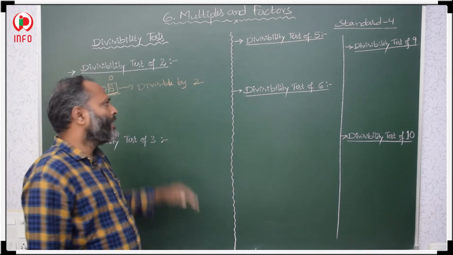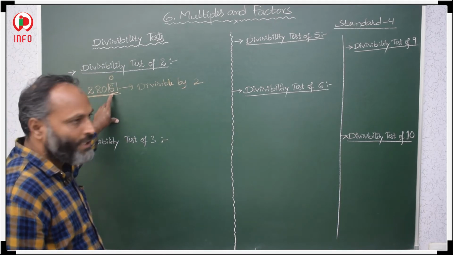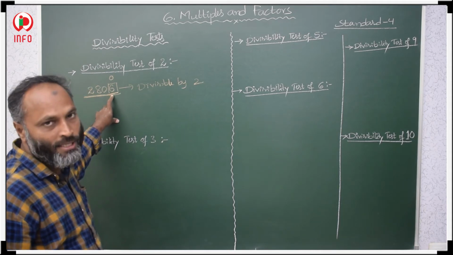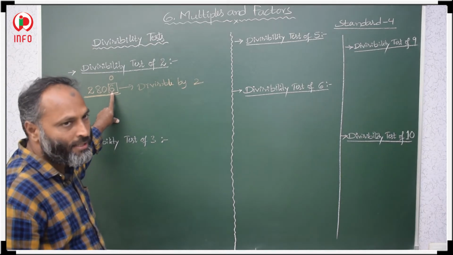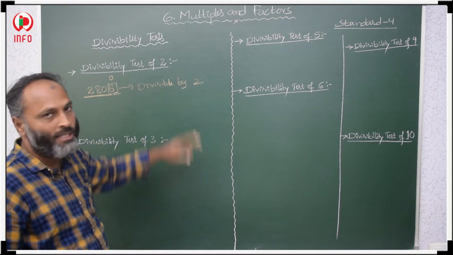This number is divisible by 2. Why? Because this number is even. How do you know that this number is even? We have to check what is there in ones place. In ones place, 6 is there, and 6 is an even number. So that is why this number is divisible by 2.